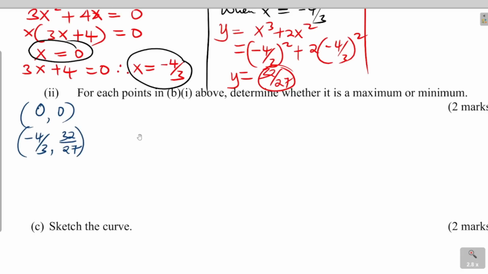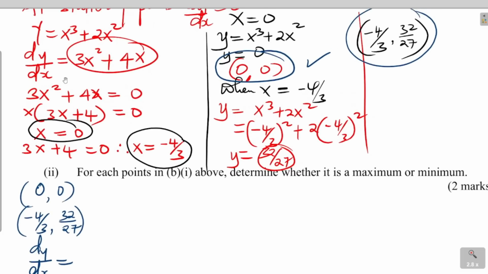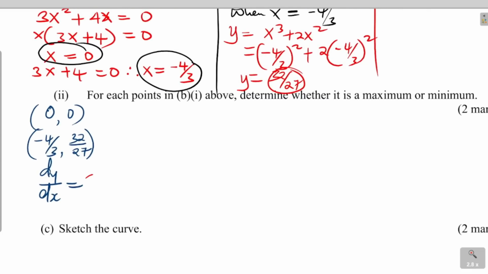Remember, we got the first derivative of the function, dy/dx. We got it here. The first derivative was 3x squared plus 4x. That is the first derivative.